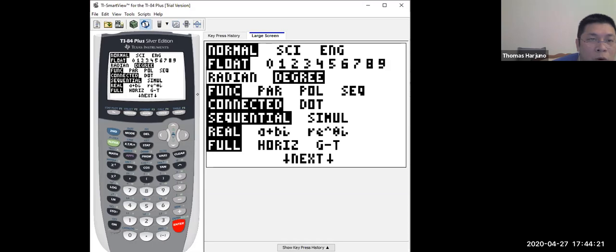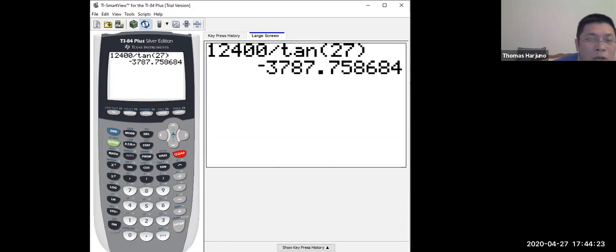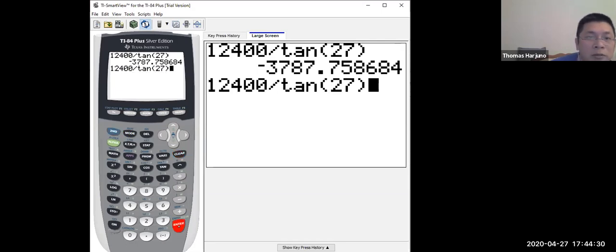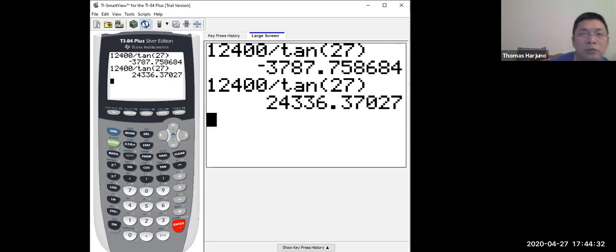So I go back and continue the same entry, and then I press enter. You see, I get the better answer right now. I typed in exactly the same expression, but because earlier the angle mode was radian, it saw that as radians. Right now I changed the mode into degrees, and then I get a different answer.